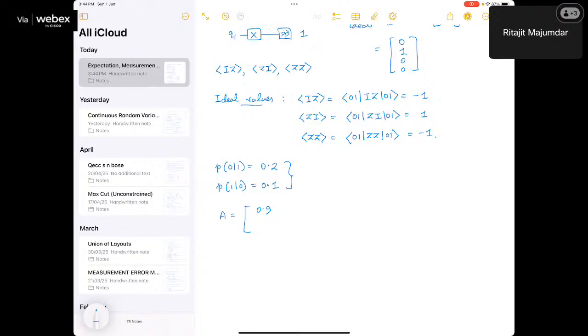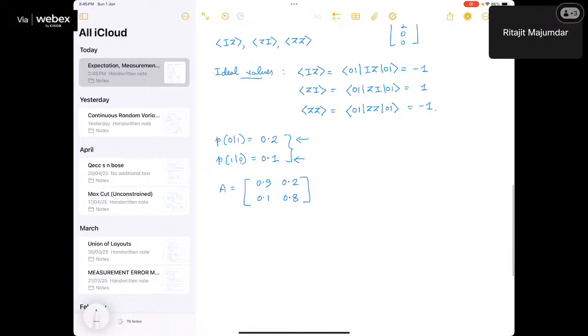0.9 is the probability that when I prepared in 0, I measured 0, because 0.1 is the probability that when you prepare in 0, you measure 1. So 0.9 is 1 minus that. Similarly, when I prepare in 1, the probability that I measure 0 is 0.2. So this is 0.8. This is my A matrix for a single qubit.